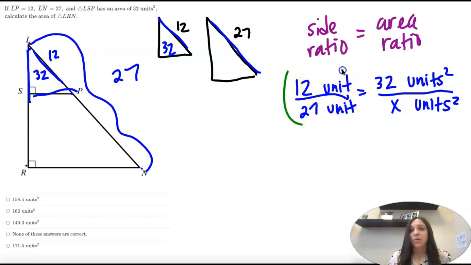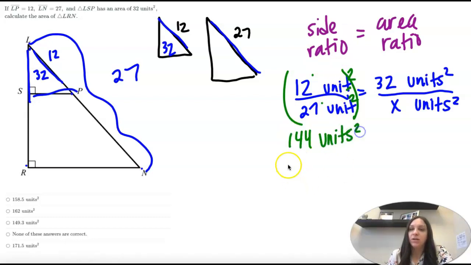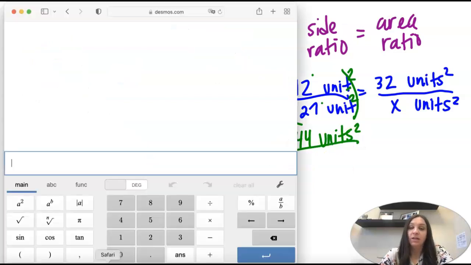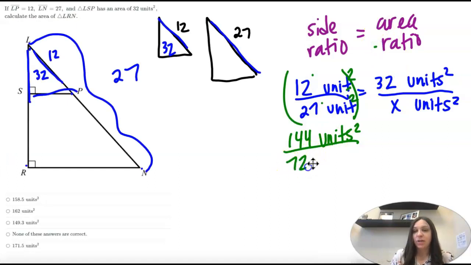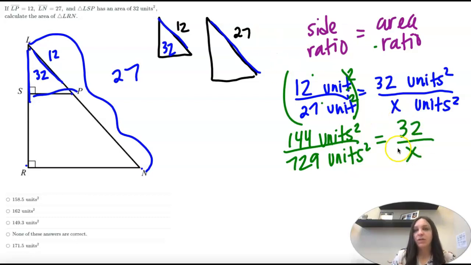So we have to square both of these to get those equal. When we square the units, we also have to square the number. So I'm going to have 12 squared, which is 144, and then my units are squared, over, I don't know what 27 squared is. 27 squared, 729, and now I also have units squared, 32 over x. Okay, so now I don't need the units part anymore because now they're equal.